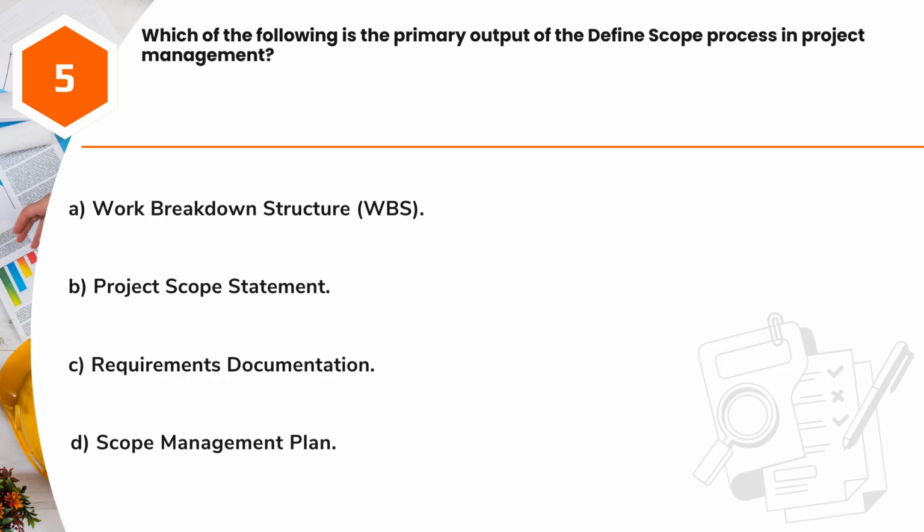Question 5. Which of the following is the primary output of the define scope process in project management? A. Work breakdown structure, WBS. B. Project scope statement. C. Requirements documentation. D. Scope management plan.